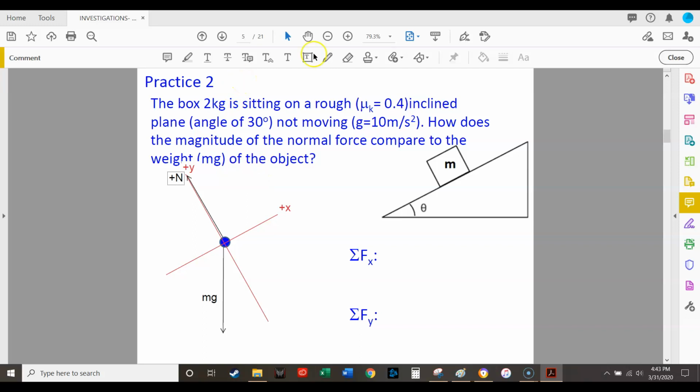Now I'm going to draw the frictional force. If this block were allowed to slip and move, it would slide down the ramp. That means friction has to be pushing it up the ramp, opposite the direction of what the velocity vector would be if it were allowed to slide. So I'm going to draw another force vector. This is a frictional force, and it's going to be pointed in the positive x direction. So positive mu k normal force.